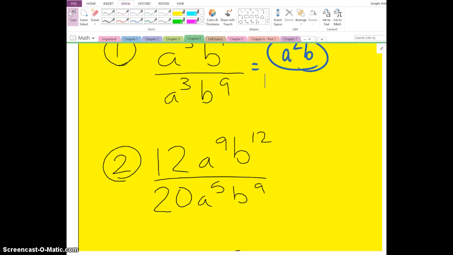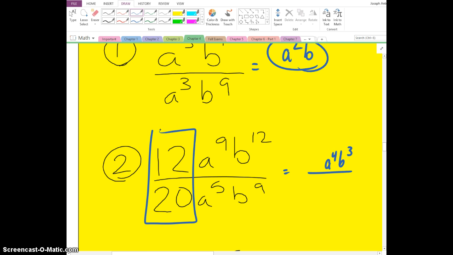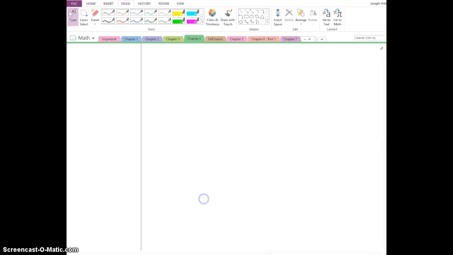Now, when you move to this problem, I think we can do the variables pretty easily. We would say that's going to be a to the 4th, 12 minus 9 is b to the 3rd. But what do we do with the 12 and 20? I'd invite you to come over here and say this. Let's simplify fractions for a second.